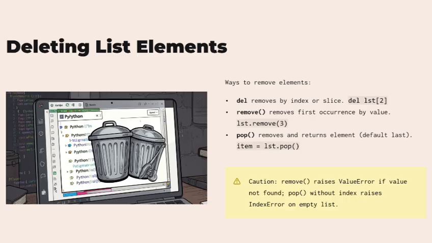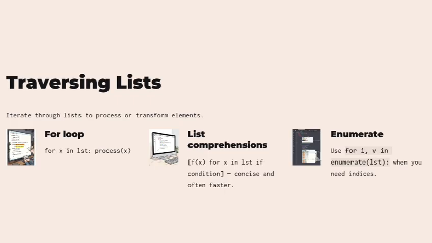Okay, so moving on to the next part, traversing a list. Traversal means visiting each element one by one. The most common way is using a for loop. For x in numbers: print or process x. For x in list, process x. Each element is processed one by one.